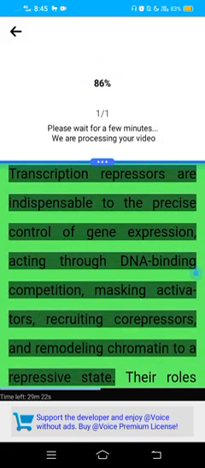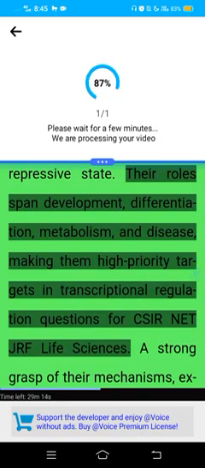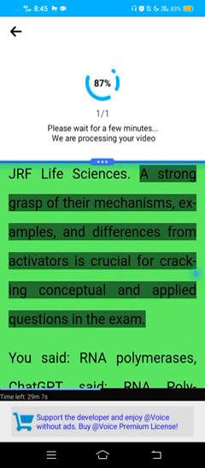Conclusion. Transcription repressors are indispensable to the precise control of gene expression, acting through DNA binding competition, masking activators, recruiting corepressors, and remodeling chromatin to a repressive state. Their roles span development, differentiation, metabolism, and disease, making them high priority targets in transcriptional regulation questions for CSIR NET JRF Life Sciences. A strong grasp of their mechanisms, examples, and differences from activators is crucial for conceptual and applied questions in the exam.